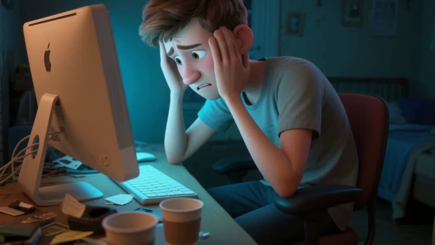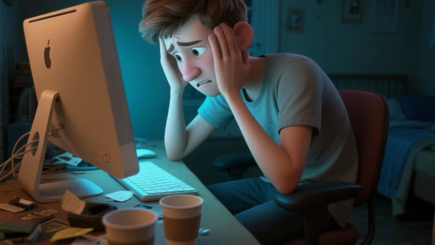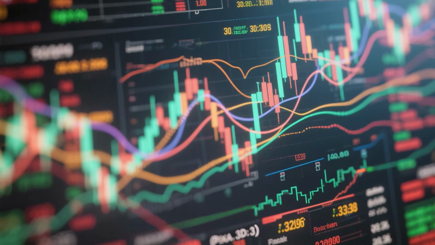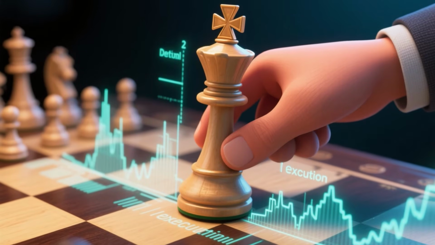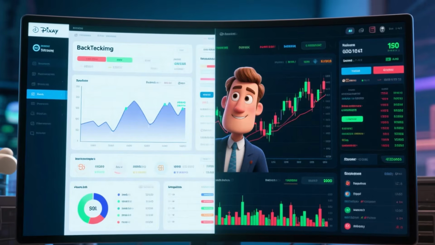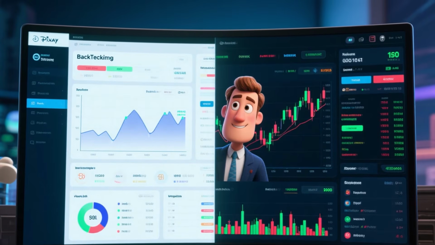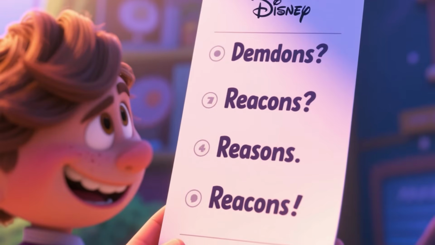So what happened? The system was the same, but his behavior was different. And that's the key point here. Most of the time, the problem isn't your system. It's how you execute that system in live market conditions. So let's break down why this happens.